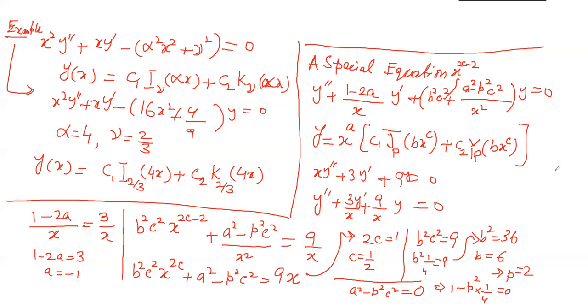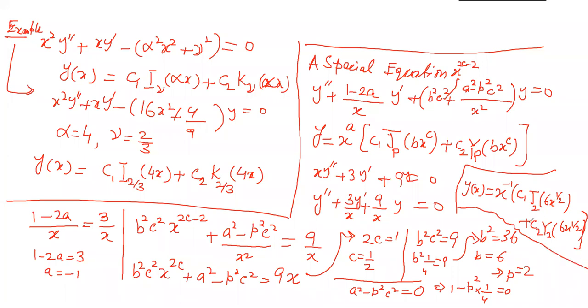And then therefore the solution we can represent like this. Y of x is equal to x power a, and then a is minus 1, x power minus 1 into c1 J of p. P is what? P is 2. Okay, J 2 of, and then b x square power c. B is what? B is 6. C is 1 by 2. So 6 x power 1 by 2. Okay, and then plus c2 Y 2 of 6x power 1 by 2. So this will be the solution. I think it has become a little bit messy, but I hope you will understand it. Okay. So in this way, we can find the solution.